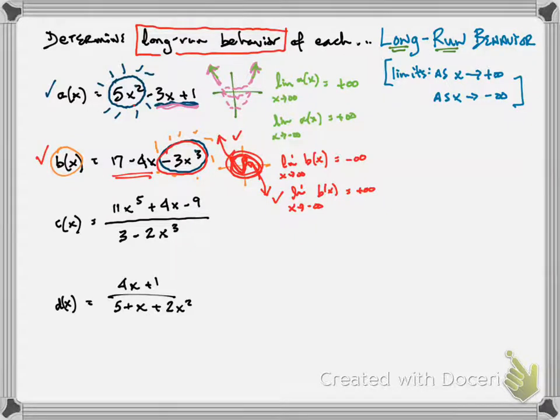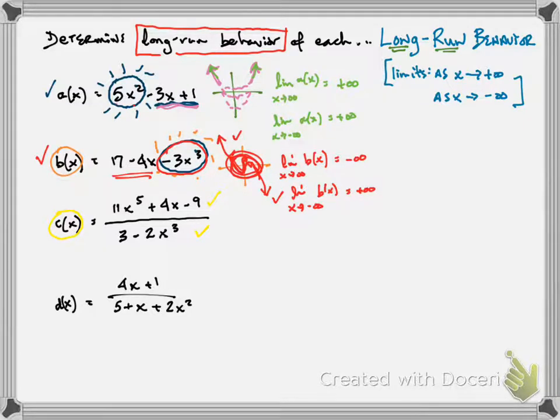Whatever that lead term does is what your polynomial will do. Now, c of x is not a polynomial. C of x is a rational function, and a rational function is a polynomial divided by a polynomial.